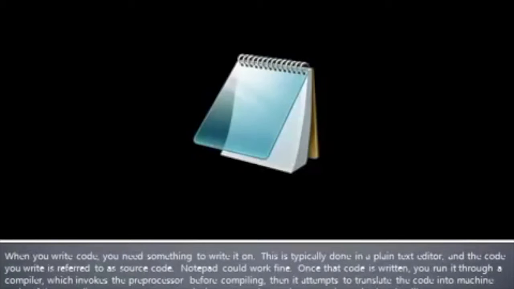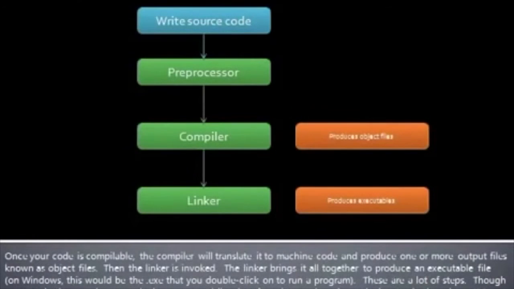Notepad could work fine. Once that code is written, you run it through a compiler which invokes the preprocessor before compiling. Then it attempts to translate the code into machine code. If the compiler comes across syntax it does not understand, it will generate an error message and will not compile. You must fix the error before it can be compiled. Once your code is compilable, the compiler will translate it into machine code and produce one or more output files known as object files. Then the linker is invoked. The linker brings it all together to produce an executable file. On Windows, this would be the .exe that you double-click to run a program.